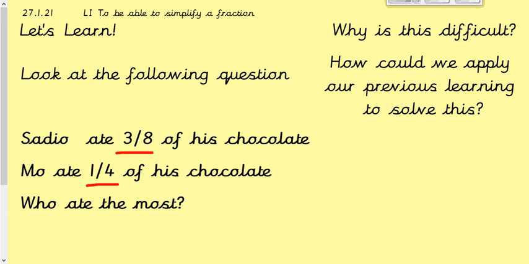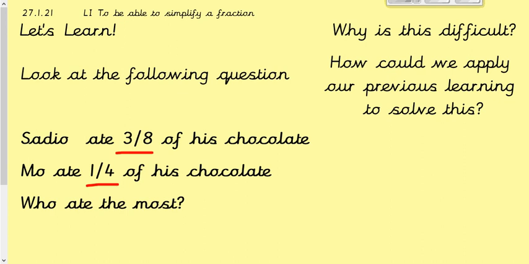So we have Sadio ate 3/8 of his chocolate. Mo ate 1/4 of his chocolate. Who ate the most? I've already underlined the fractions for you so you can see what the key parts of this question are. Why do you think this question is difficult and how could we apply our previous learning to solve this? If you have someone to talk to at home or if you're in school, then pause it now and have a quick chat about it. How would you work it out?